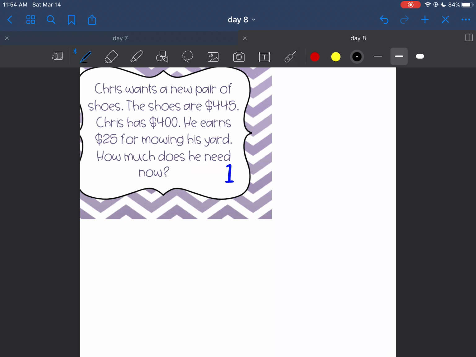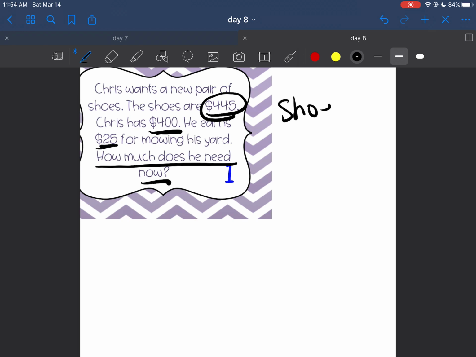Last problem we're going to do together, and then you're going to do some on your own. Okay? Chris wanted a new pair of shoes. The shoes cost $445. Ooh, that's a lot for shoes. Right now, Chris has $400. He earns $25 for mowing his yard. How much money does he need?